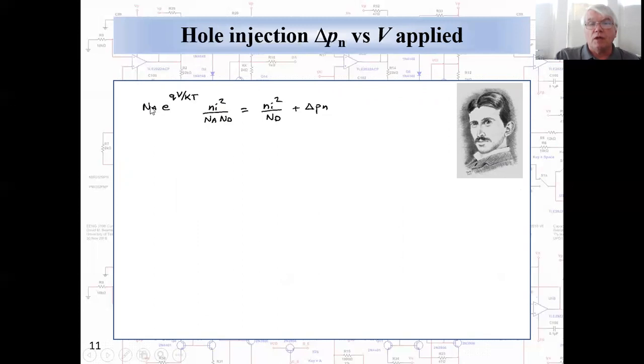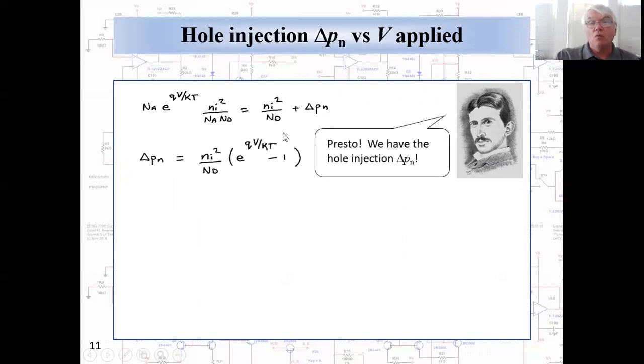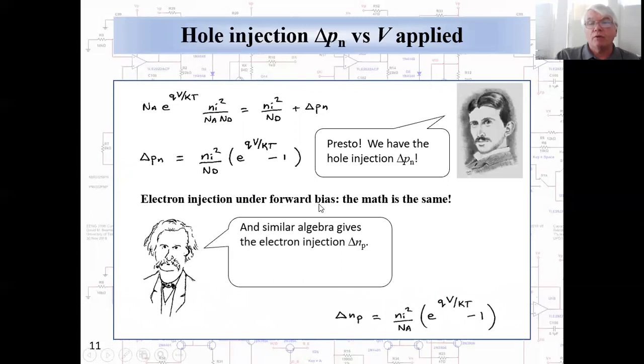And then we can see, we can cancel the N_A's on the right-hand side, and we're left with a term of n_i squared over N_D on both sides of the equation. So we can find delta P_N as n_i squared over N_D times the quantity e to the qV over kT minus 1. So there we have the whole injection concentration into the N side. For electron injection under forward bias, the math is the same. Similar algebra gives us delta N_P as n_i squared over N_A times the quantity e to the qV over kT minus 1.